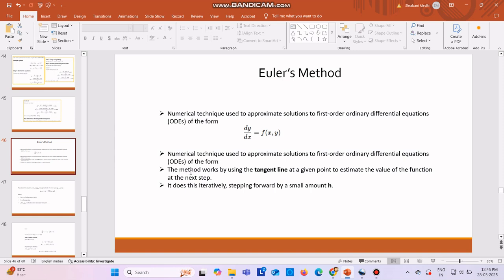So how does it work? It works by using the tangent line at a given point to estimate the value of the function at the next step. That is, basically we will be using the formula of a line. What is the formula of a straight line? y equal to mx plus c. That will be used to find out the value of the next y. If we know the current value of x, then we can predict the next value of y, right? So using the tangent line method, we are going to find the value of the function at the next step. And it does this iteratively by stepping forward by a small amount h.